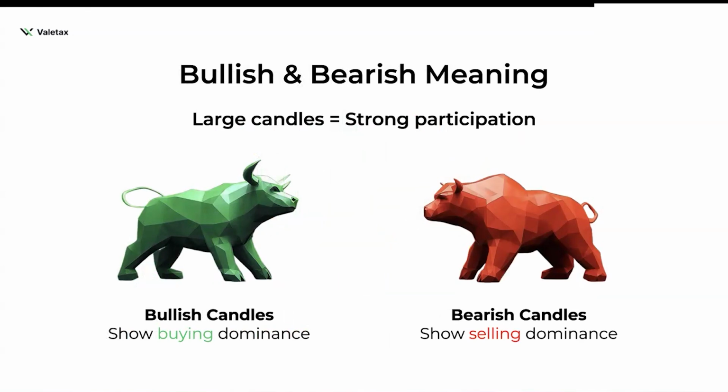Okay, the bullish and bearish meaning. Large candles, strong participation, like I said. When bullish candles are coming in and they are large, there's now buying dominance. It's showing you that there are a lot of people in the market who want to buy more. Then when you start to see bigger bearish candles, it shows you sellers dominate the market more than the buyers. So large candles basically show you an influx of participation and strong availability of liquidity in the market at that point in time.